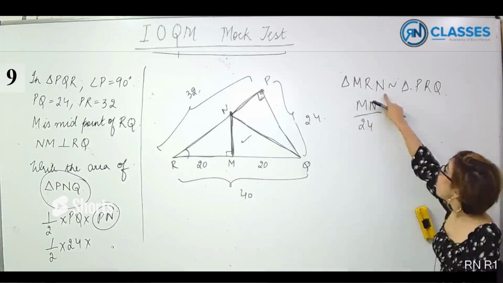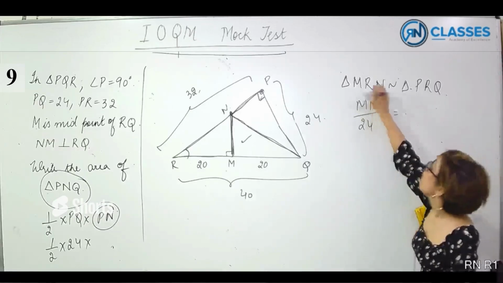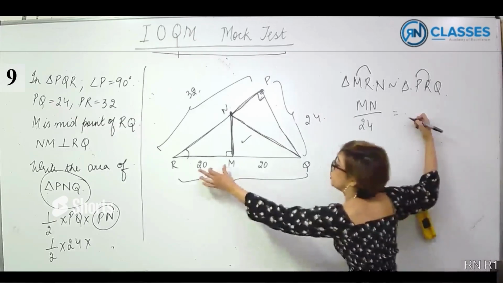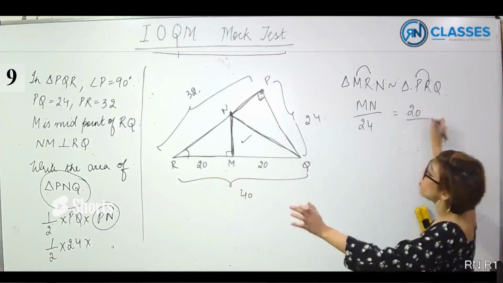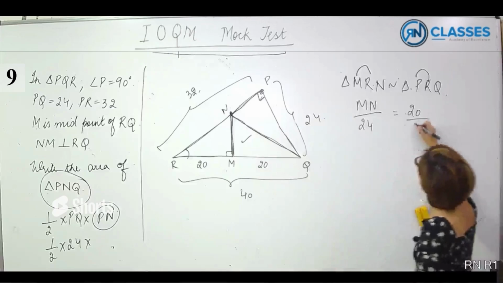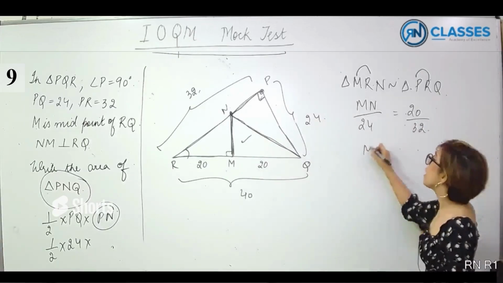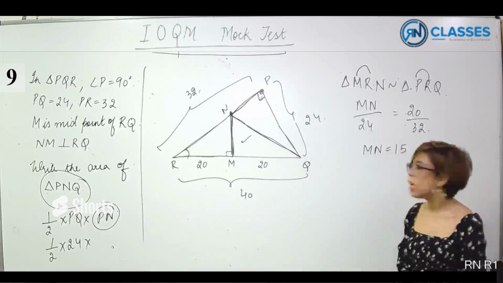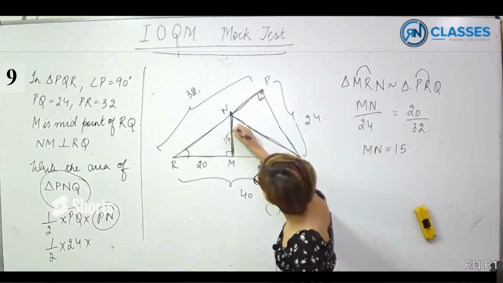Now, which length do I know? RN? No, I do not know. MR? Yes, I know. So, I will use this MR by PR. MR is nothing but 20 divided by PR, which is 32. Right? From here, you can get the value of MN, which is nothing but 15. Right? Now, this is 15. My job is done. Why?